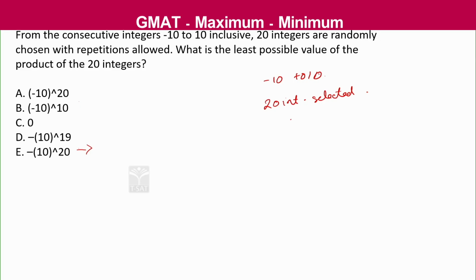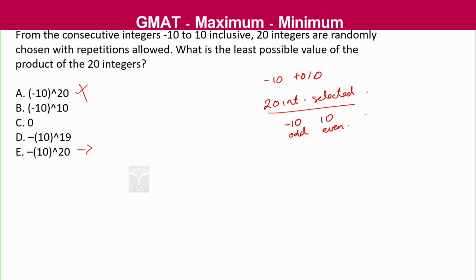So if you select minus 10 twenty times, you will have minus 10 to the power of 20, which will become a plus 10 to the power of 20, which is not the least value here. We are asking, can we get the value of minus 10 to the power of 20? Yes. If you take minus 10 an odd number of times and plus 10 an even number of times, and since repetitions are allowed, we will take only these two, and when we multiply these, you have a total of 20.